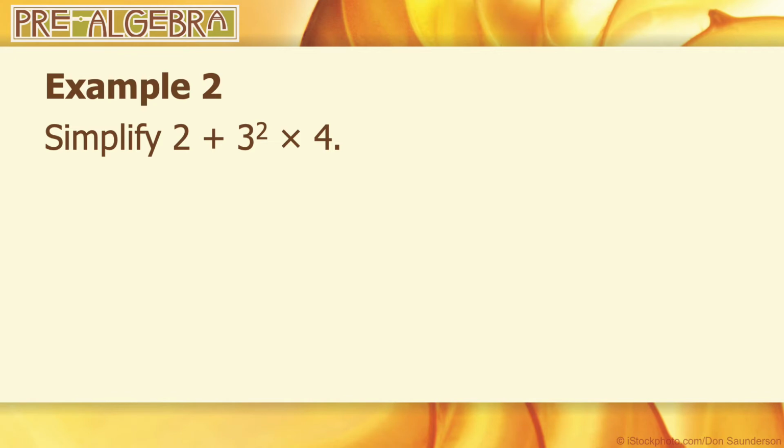Okay, according to our order of operations, we need to focus on this guy. What is 3 squared? 3 times 3. So now we have 2 plus 9 times 4. Do we work from left to right yet? Nope. We have to multiply first. So that's 9 times 4, which is 36. 2 plus 36 is 38.